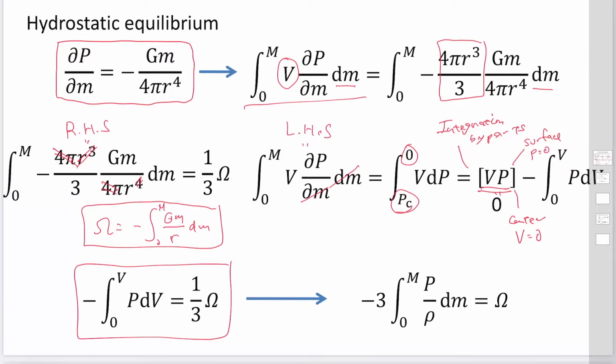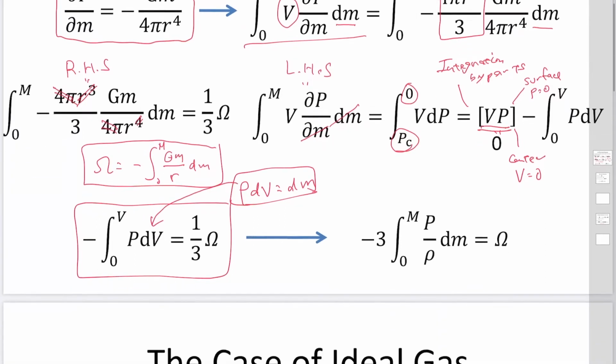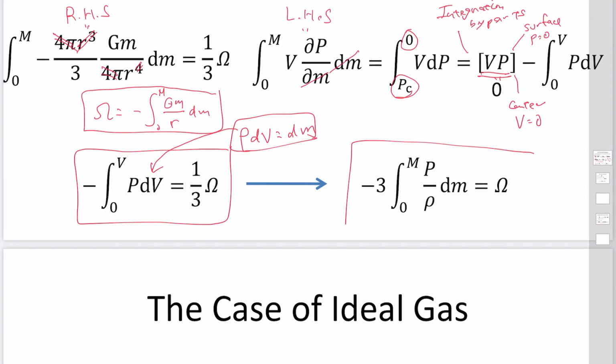Actually the density times the volume becomes dm. So we apply this equation here, and then the equation can be expressed in this form. The right hand side is the gravitational potential energy, and the left hand side is the internal energy. So I'd like to show you.